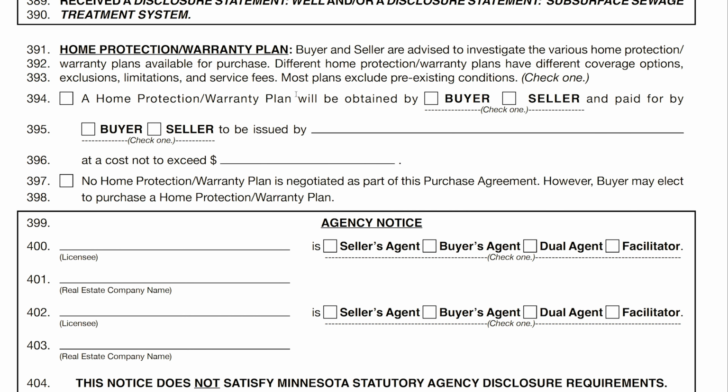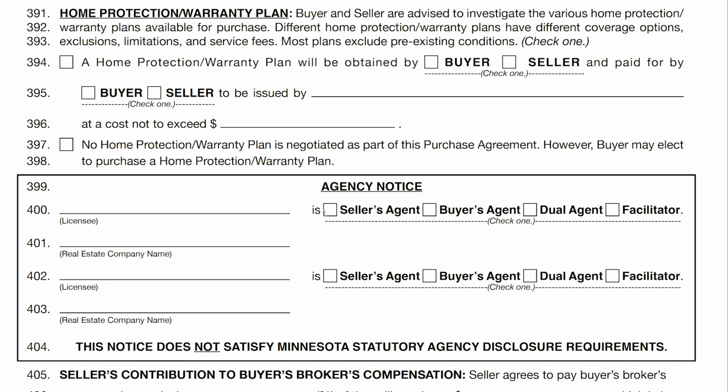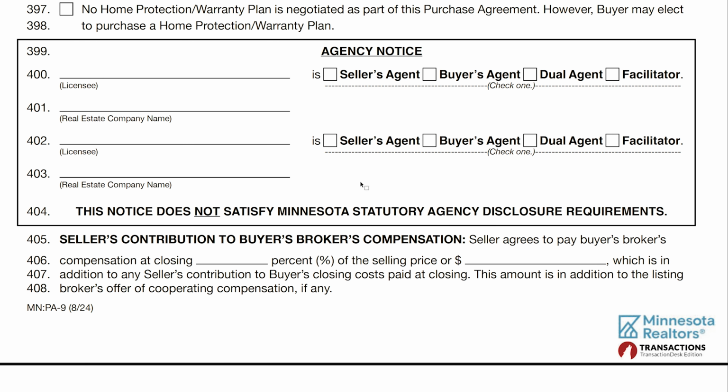Line 391, home protection warranty. This is usually a use in negotiation. Some buyers will request this. Some sellers will include it. Basically determines that maybe a home warranty is going to be provided or maybe it is not, and then who is going to pay for it. These lines here, an agency notice. This is primarily geared towards if it is a dual agency, but this is just clarifying to all parties who the selling agent is and who the buyer's agent is.